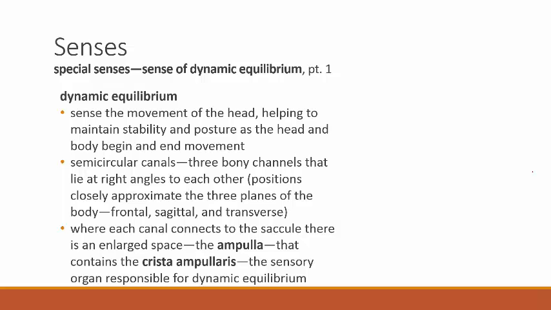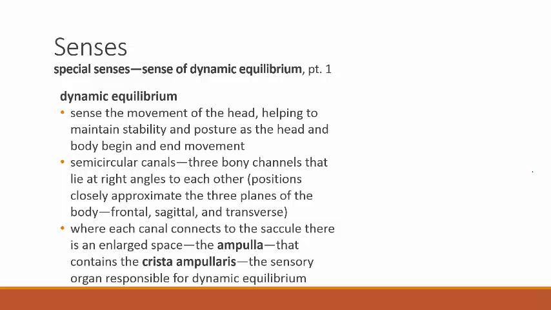And they are in the 3 planes, closely approximating the 3 planes of the body that we talked about in Chapter 1. So one of the semicircular canals is in the frontal plane, one is in the sagittal plane, and the third is in the transverse plane. So we can collect information in 3 dimensions about how the head, and of course then the body, are moving 3-dimensionally as we move across the surface of the earth.